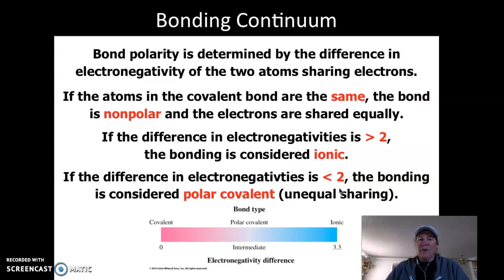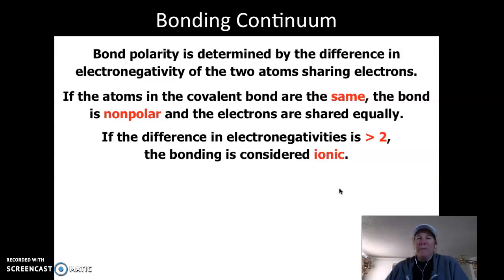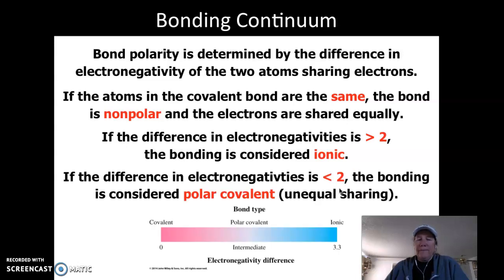And again, if it's from 0.3 to 1.7, then it's a polar covalent bond. They are sharing their electrons, but they're not sharing them equally. If it's 0 to 0.3, then that is a nonpolar covalent bond. In other words, they're sharing the electrons totally equally. You'll find them right in the middle. So bond polarity is determined by the differences. And again, I'll give you a chart like that, and we'll go through it more.